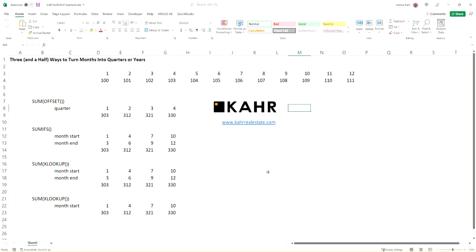One of the more common questions I get is something like this. Someone comes to me and says, "Hey, I've got a bunch of monthly cash flows, and I need to turn months into quarters." A lot of ways to do this. My preferred way of doing it now is using an XLOOKUP function. Let me show you what some of the options are that I see out there, and I'll talk about my preferred way of doing it.